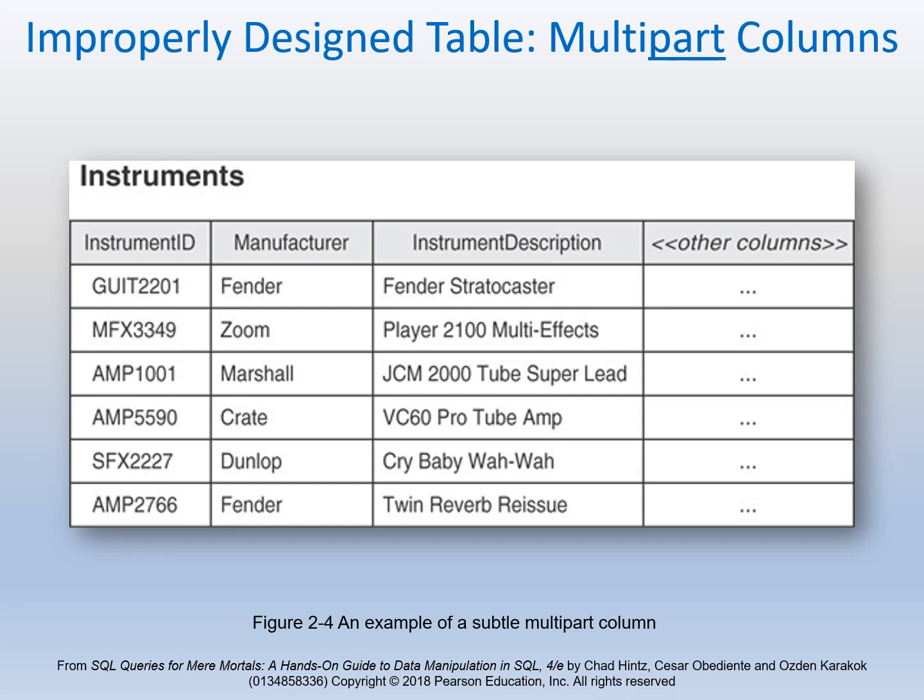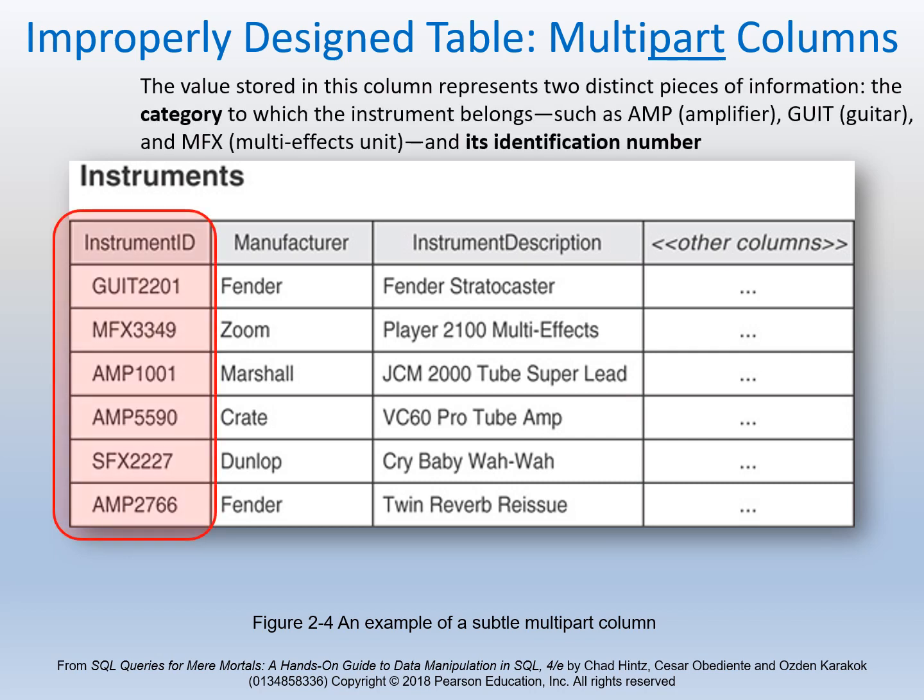This is another example of a column consisting of more than one value or more than one characteristic. In this table, we have the column Instrument ID. It looks like there's just one value in the column, but if you look at the naming convention of the column, we can see that it is a concatenation of category and ID. Therefore, we would want to split this out.